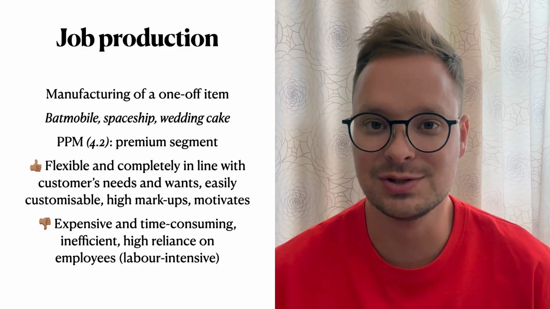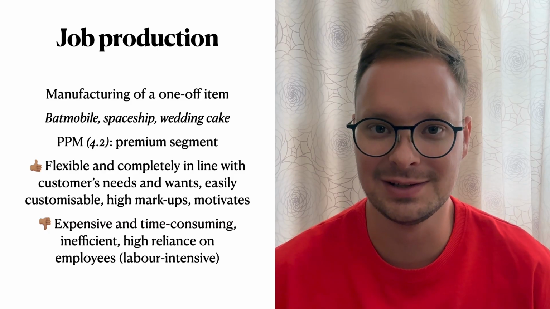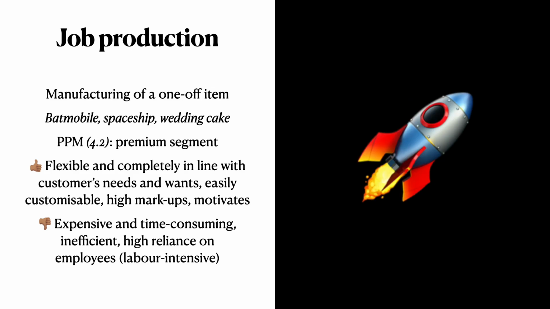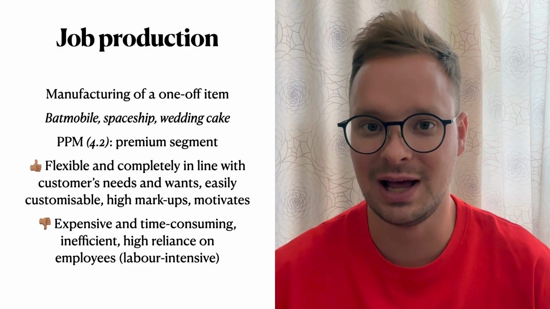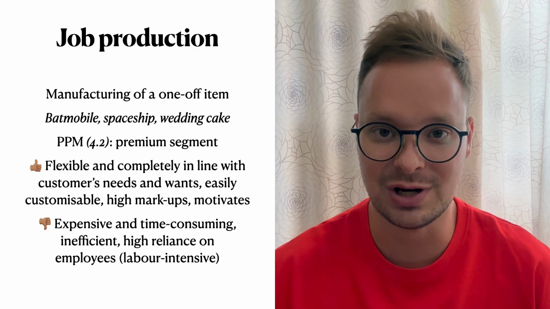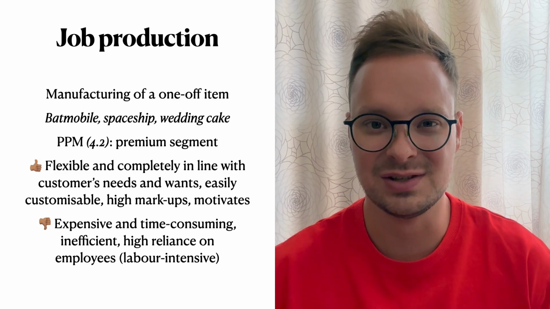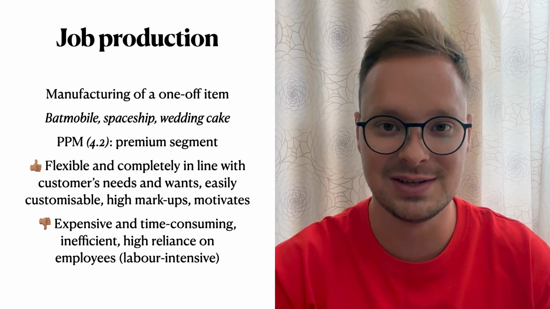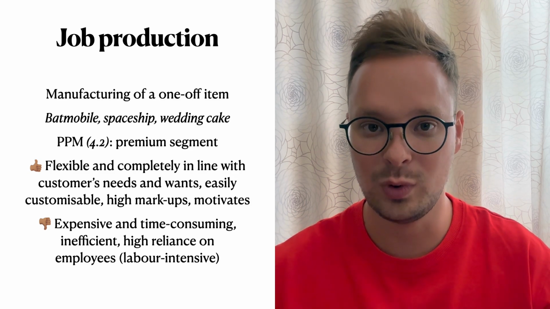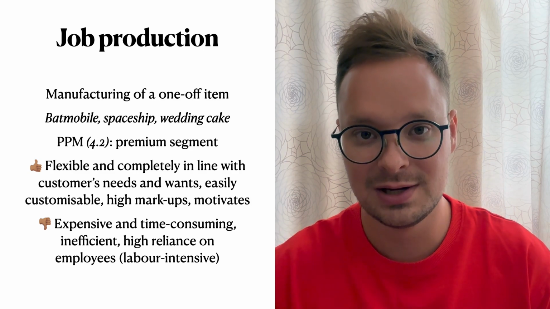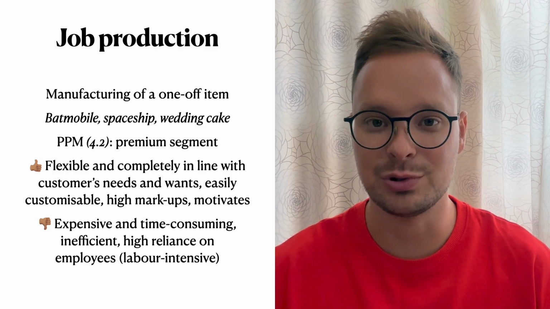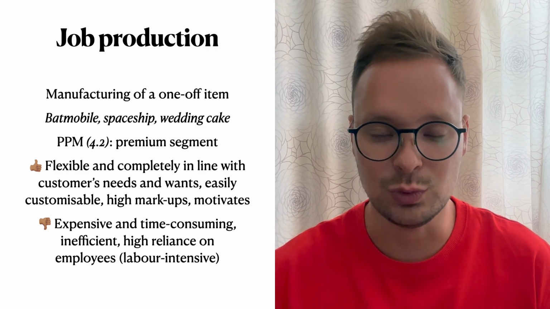Job production refers to manufacturing of a one-off item, something that is really special, something that is only one of a kind. For example, Batmobile, or wedding cake, or a spaceship. Technically, you can produce several identical Batmobiles, wedding cakes, or spaceships, but the way it will work is not like a production line where identical Batmobiles or spaceships or wedding cakes are produced mainly by machines. The way that would work is first you produce one, then you produce another, and each of them is special, and there is no production line that produces identical products. So that is what job production is.